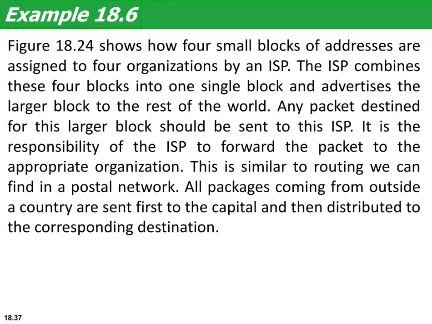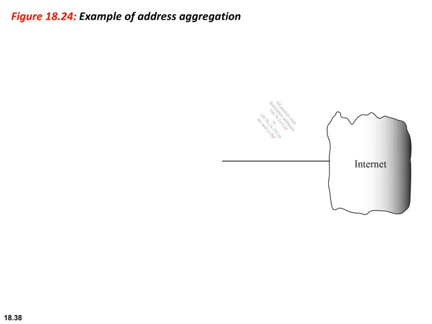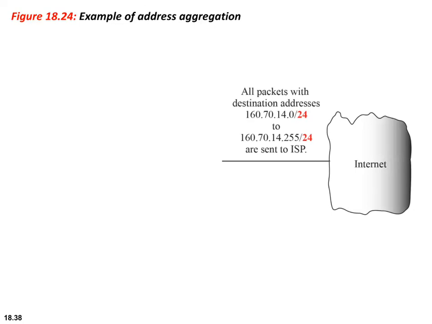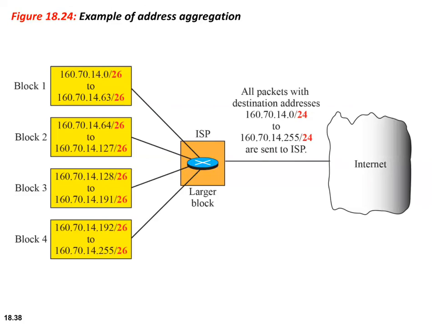You can find this in the postal network, no? All the packages which come from outside the country are sent to the capital and then distributed to the corresponding destination. So we can see here the address aggregation. Address aggregation is done by the internet service providers. So these are the different blocks as we have seen here: block 1, block 2, block 3 and block 4. And all packets with destination addresses in this range are sent to the internet service provider.